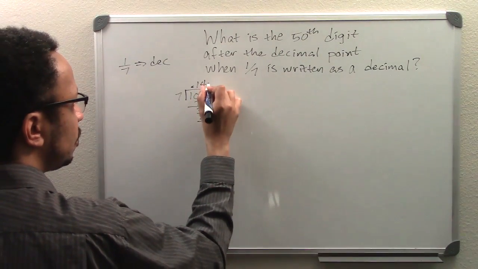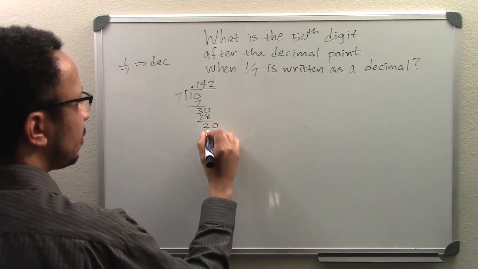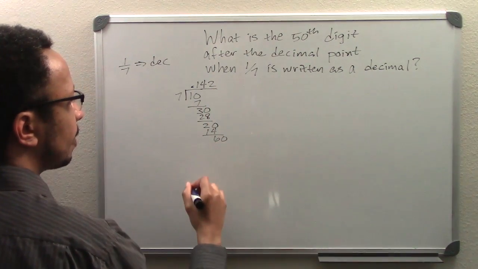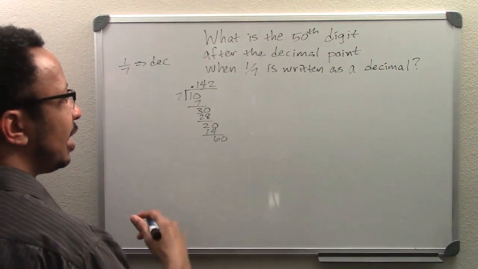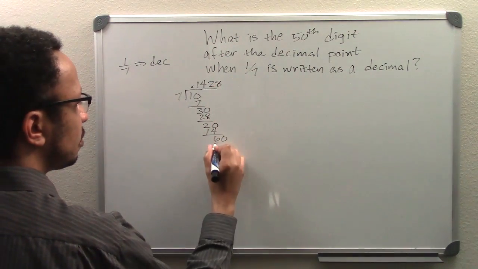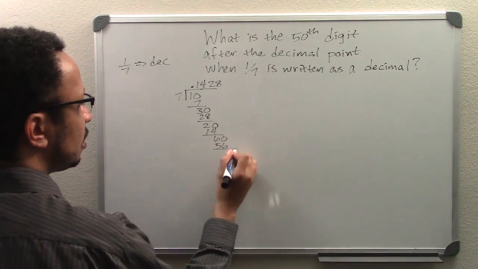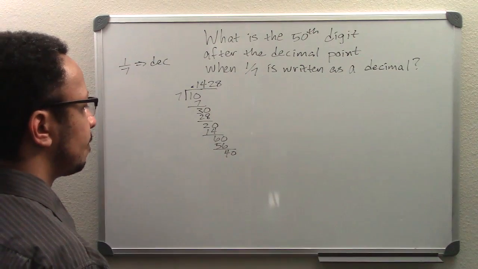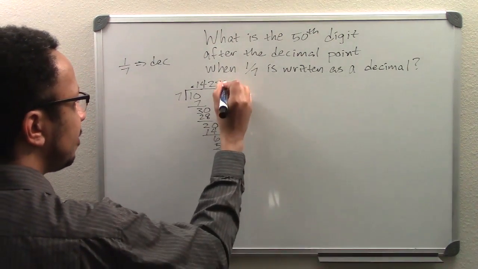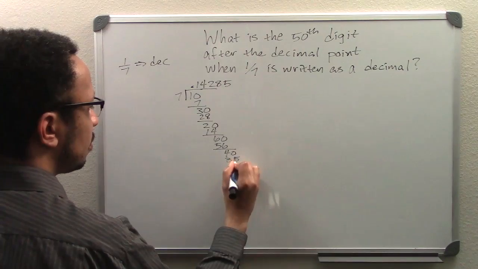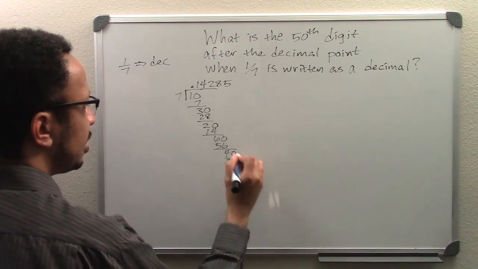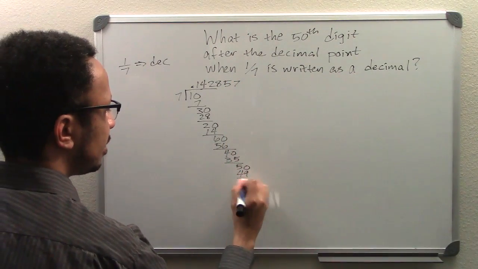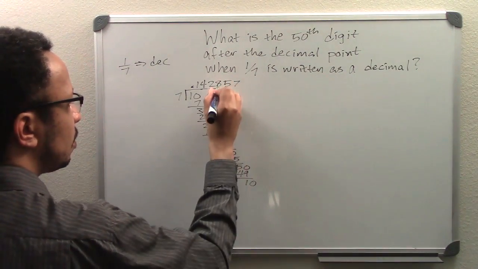7 times 2 is 14. That leaves us with 6. Bring down the 0. 7 times 8 is 56. That leaves us with 4. Bring down the 0. 7 times 5 is 35. It leaves us with 5, bring down the 0. 7 times 7 is 49. That leaves us with 1, bring down the 0.